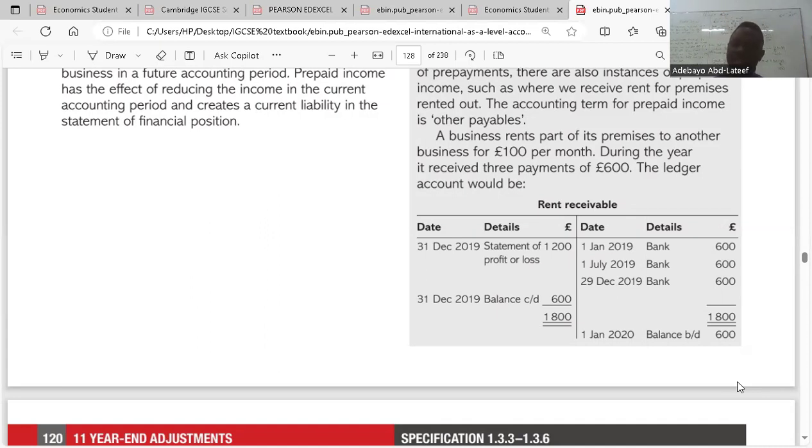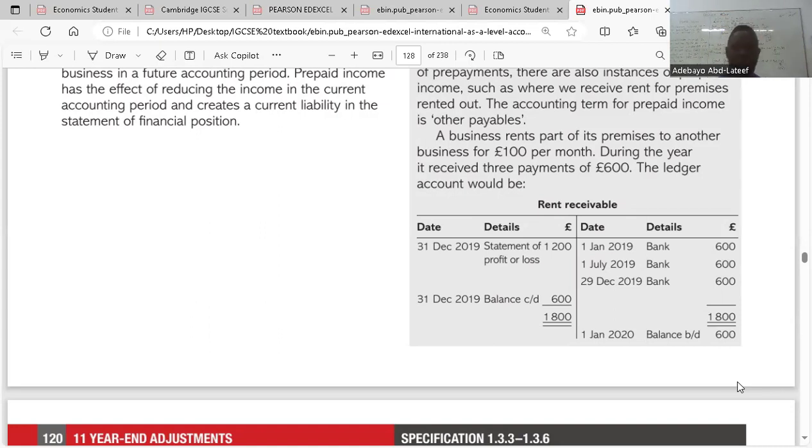Then on the credit side of our rent receivable account, we're going to have the installments paid. On 1st of January 2019, 600 was paid. 1st of July, 600 was paid. 29th December, 600 was paid. So from January 2019 to December 2019, 1,200 was for the whole financial year. So the difference, which is 1,800 minus 1,200, which is 600, becomes our balance brought down.